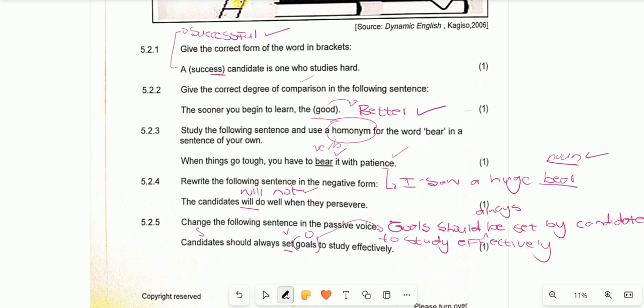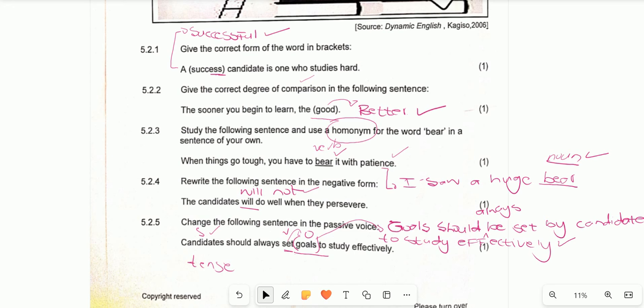And then changing the following sentences into active and passive voice. Candidates should always set goals to study effectively. Identify the subject who's performing the action here: candidates is the subject. The action that they are performing is to set. What are they setting? They are setting goals. So therefore goals becomes our object. Then you are going to start your sentence with the object. And please, I said you commit errors in this section because you forget to check tense. So they always set it in a present tense. So goals should be set by candidates to study effectively. That's how you change active to passive. Again, you can check the playlist for revision and to revise the rules.